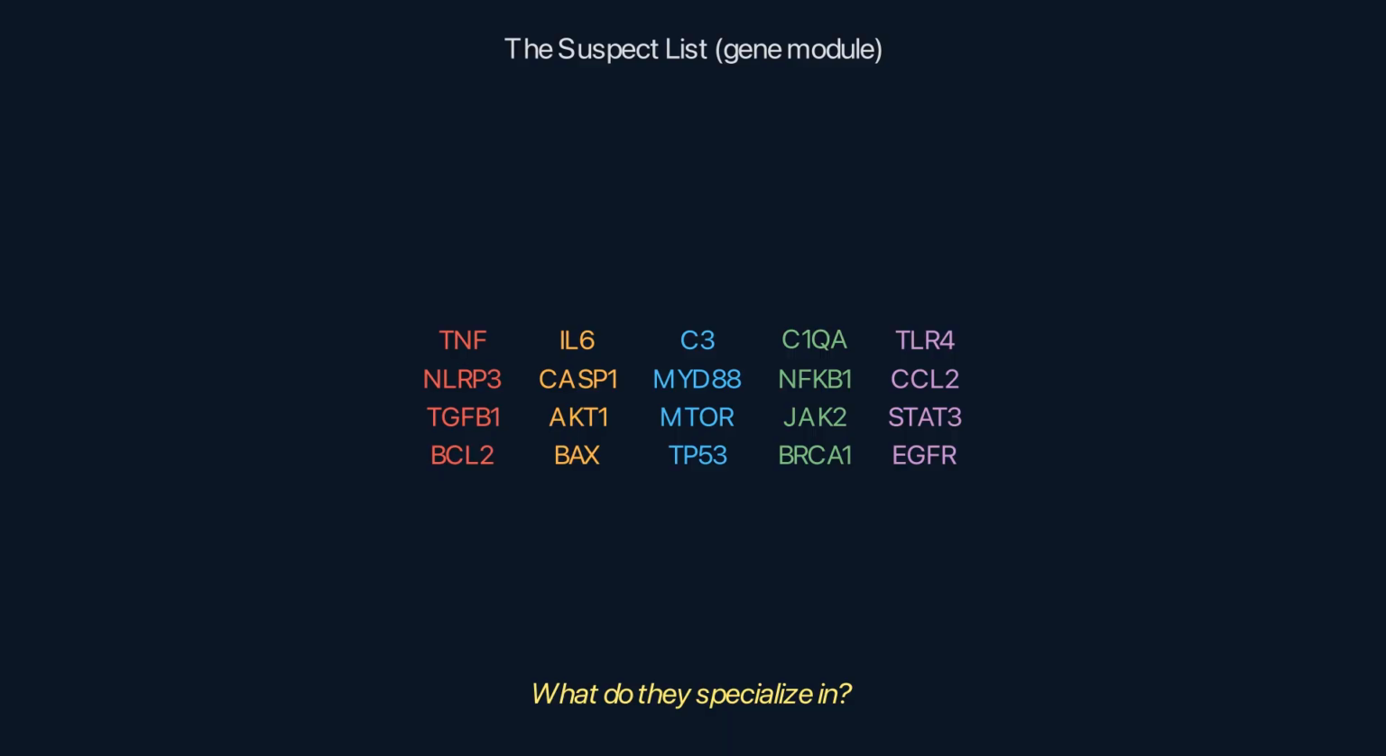Imagine the detective hands you a list of 20 suspects. You need to know, are these all bank robbers? Are they drug dealers? White-collar fraudsters? The answer tells you what kind of crime to investigate and what kind of evidence to look for.